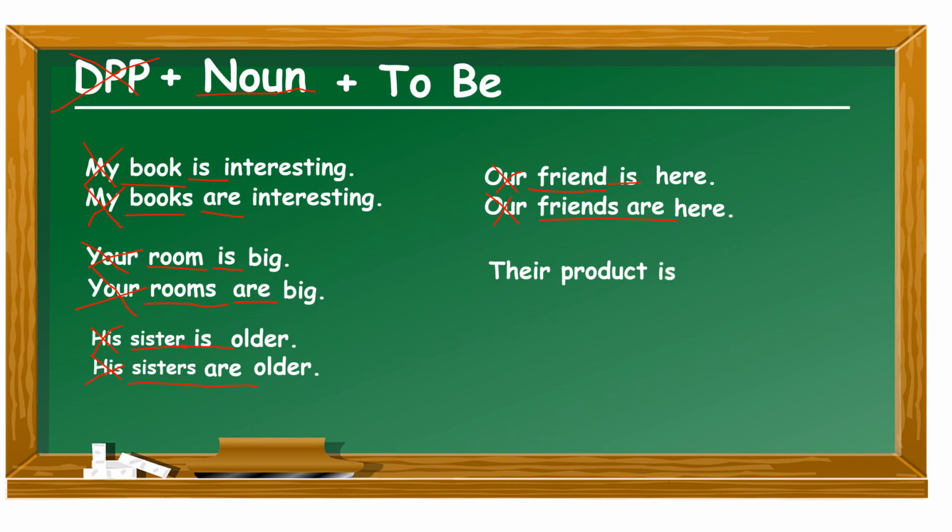And the last example would be their product is expensive. And here again, to be is in the singular form because the product is in the singular form. But if you say their products, which is in the plural form, then you have to say are expensive. And once again, the dependent possessive pronoun had no role in determining the form of to be.